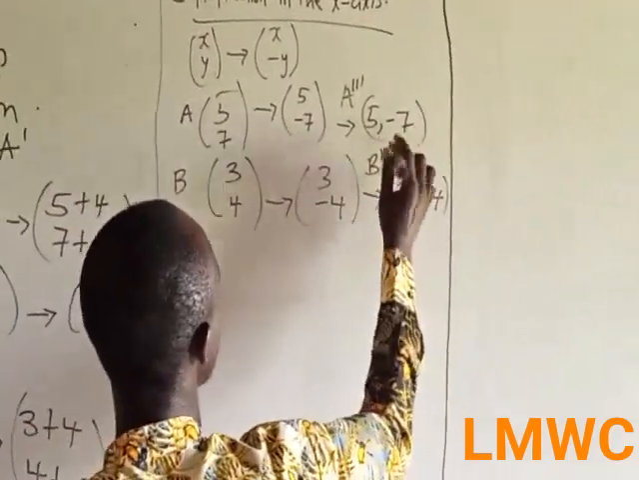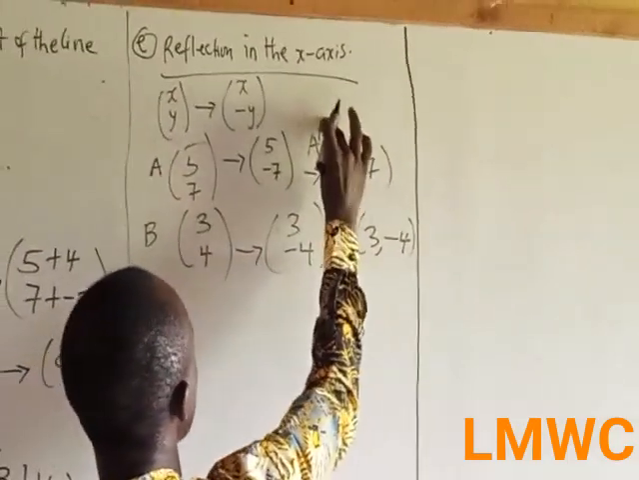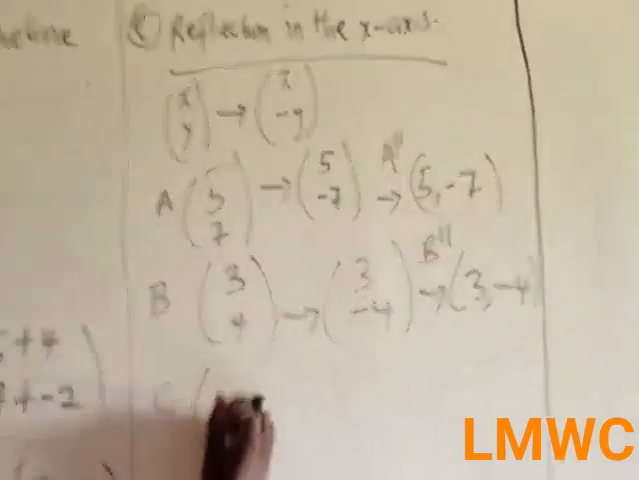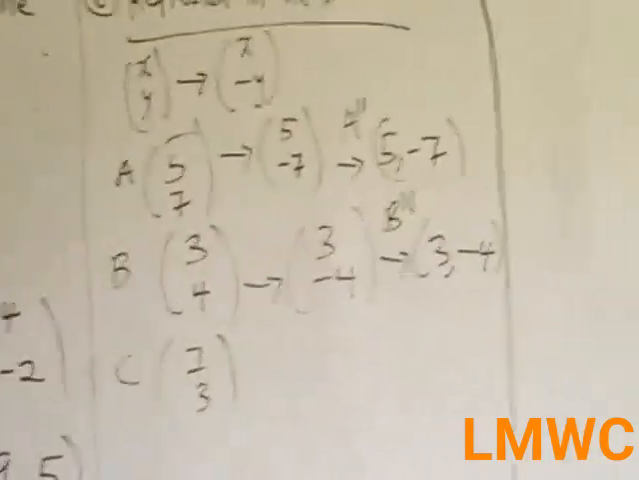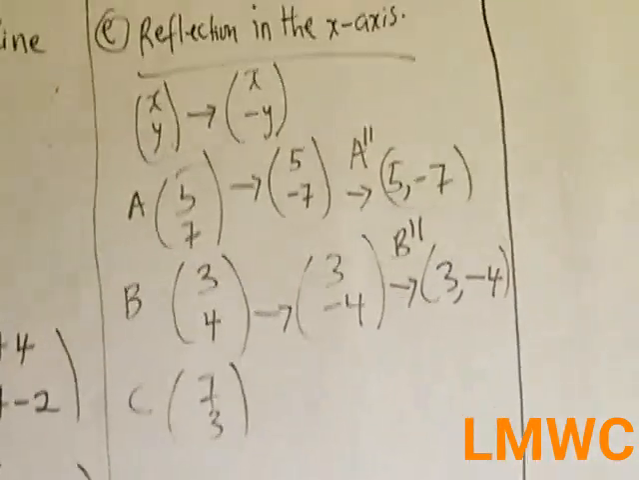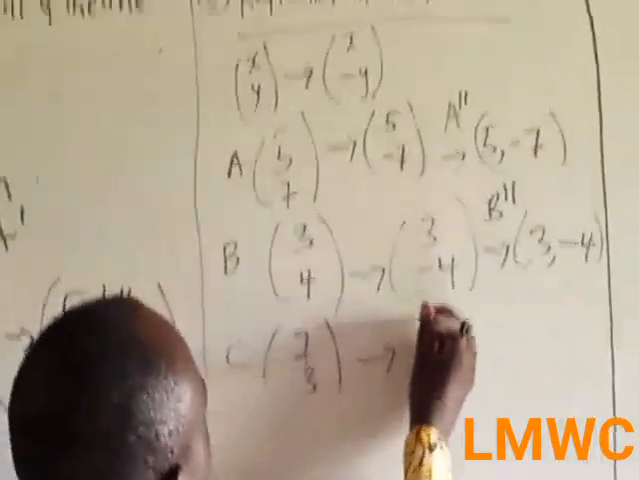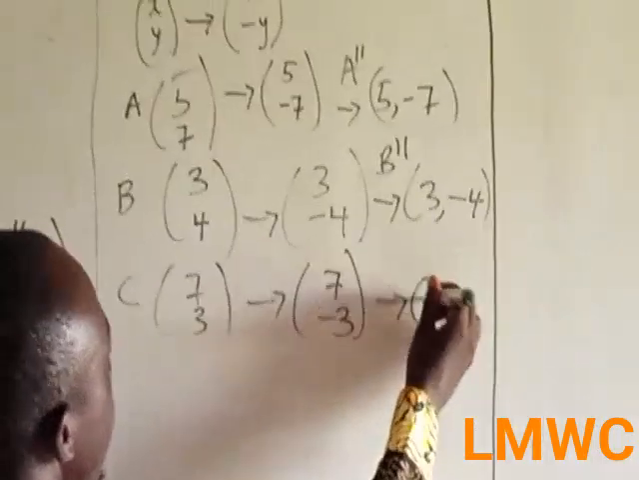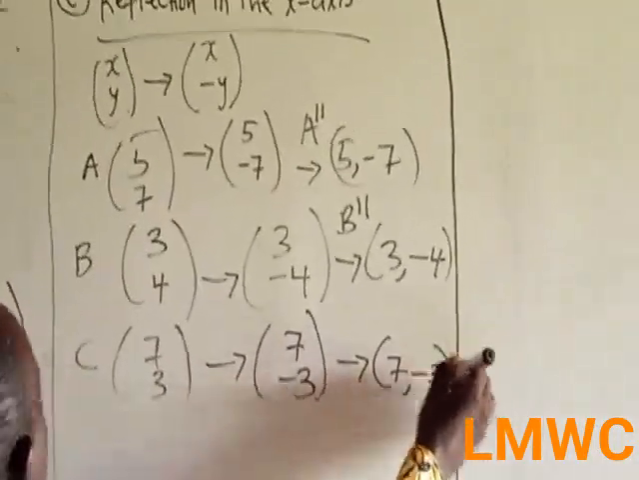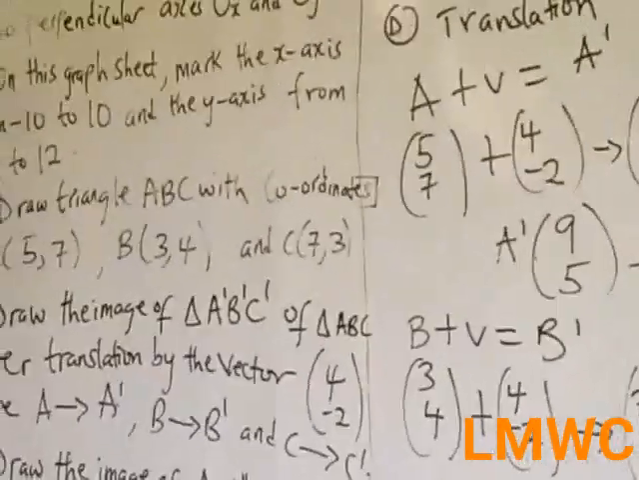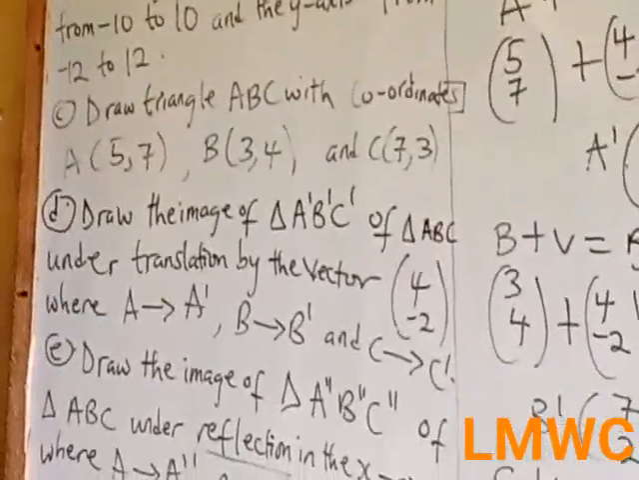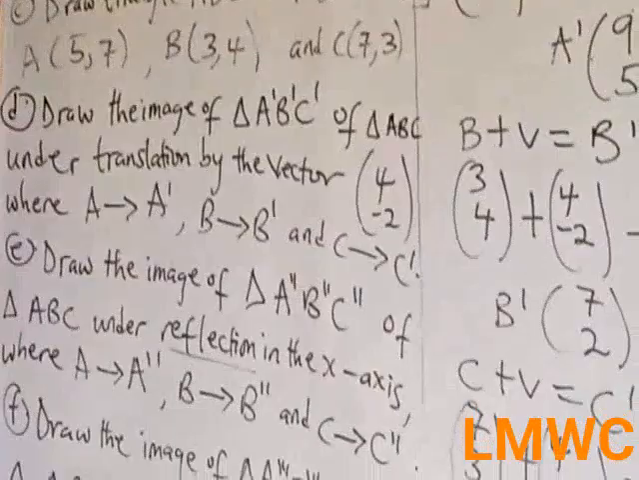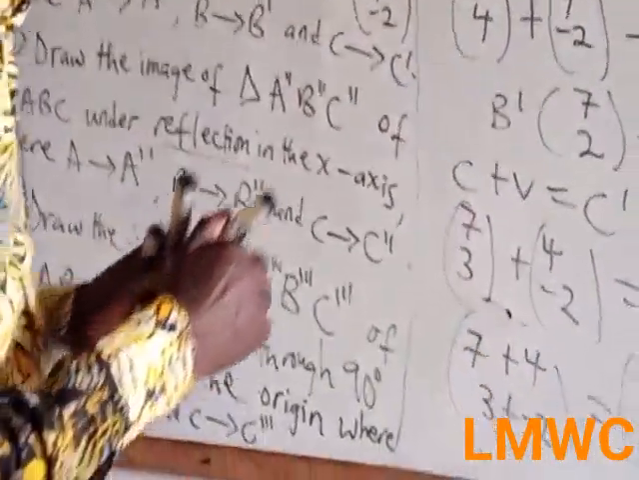No, this is 2, 2 rather, not 3. C is 7, 3. So C becomes 7, negative 3, we negate 1. If they said reflection in the y-axis, it means you negate x, and that's the same as reflection in the line x is equal to 0.